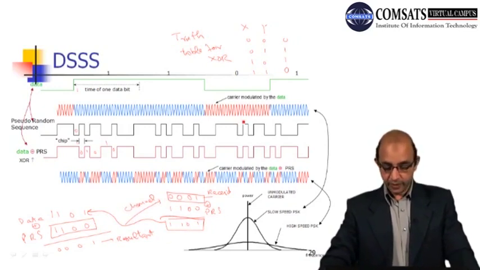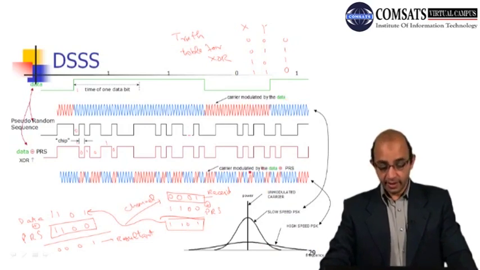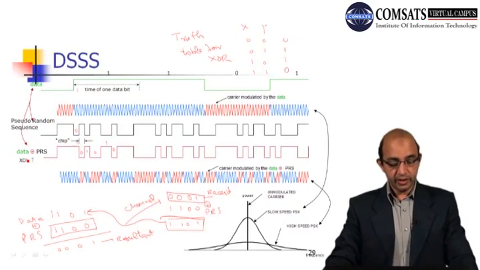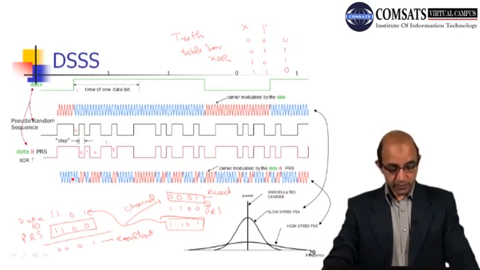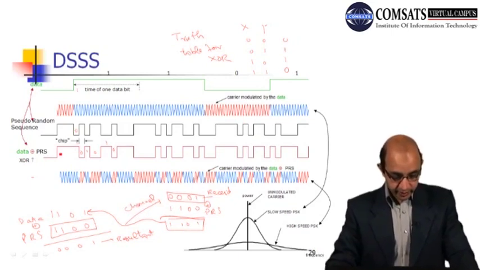Here again, I'm not including this part, that is the carrier modulated by the data. After the XOR operation of the pseudo random sequence with the data, we again modulate the resultant with the carrier. So you can see here we have the output after the data plus PRS XOR operation. You can see 1, and here we have a phase shift. Again 1, phase shift.